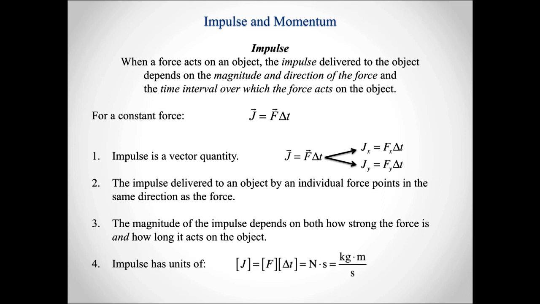And if you want to think about the units of impulse, well, the units of impulse are going to be equal to the units of force times the units of that time interval. Force has units of newtons, the time interval has units of seconds. So one way to write the units of impulse is just newton seconds. Of course, since a newton is kilogram meters per second squared, if I multiply newtons times seconds, it cancels one of those seconds on the bottom. And so I'm left with kilogram meters per second. And that unit should look familiar because, of course, that's the unit of momentum.